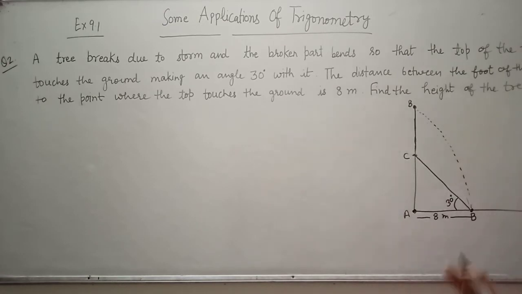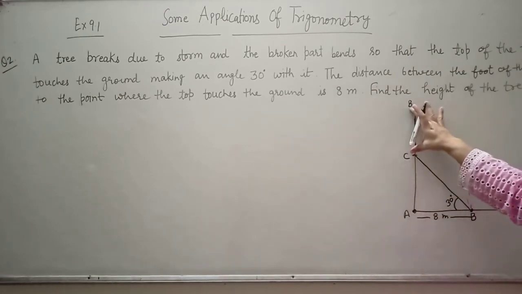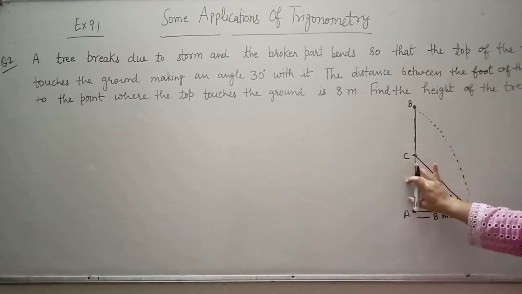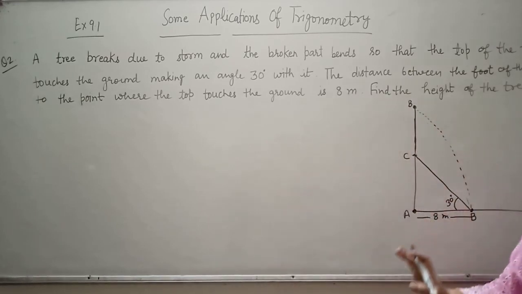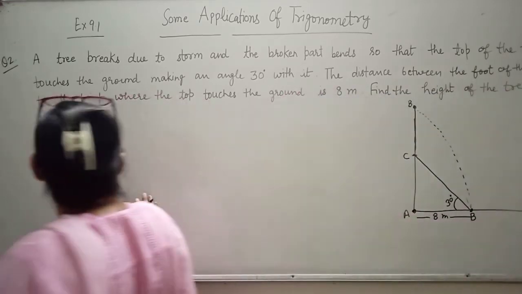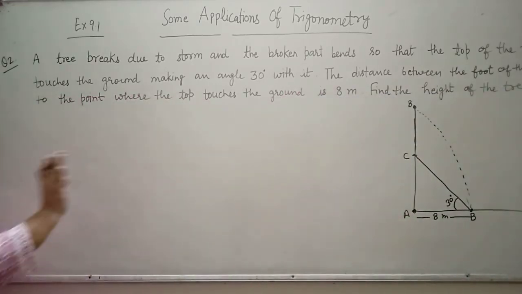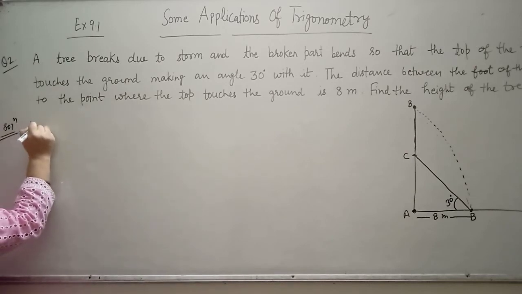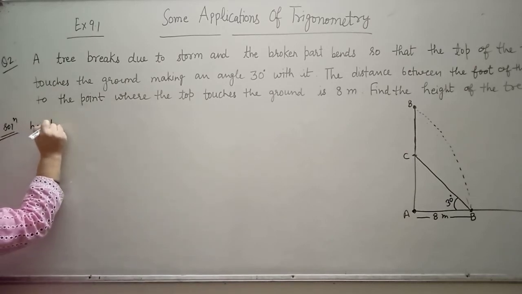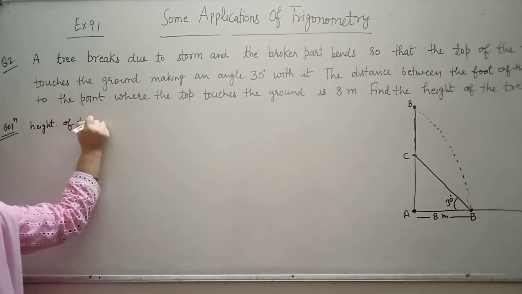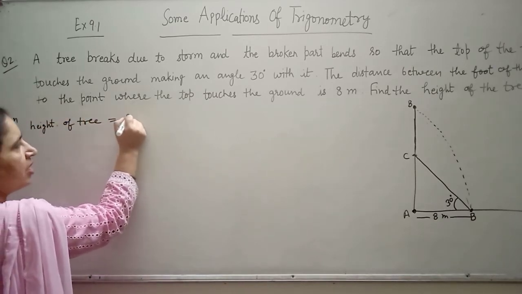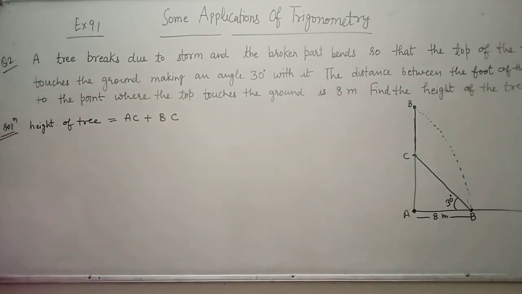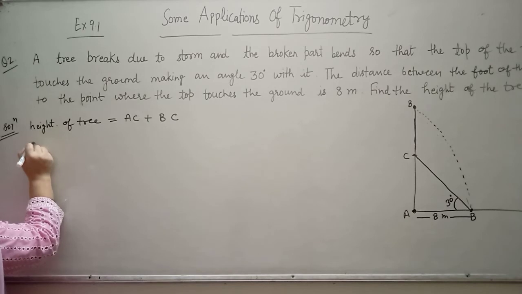As I told you, height of the tree is AC plus BC. यानी कि आपको AC भी निकालना है और BC भी निकालना है और इन दोनों को ऐड करके आपका height of the tree निकलेगा। चलिए अब हम इधर इसको लिखते हैं। Figure is clear. Now solution. Height of tree is AC plus BC.